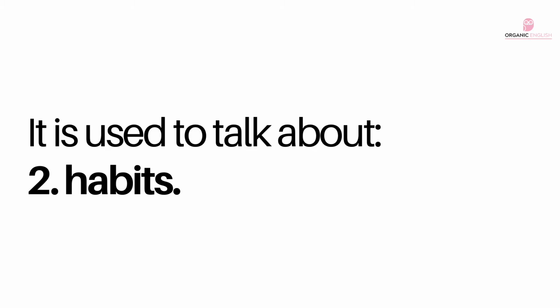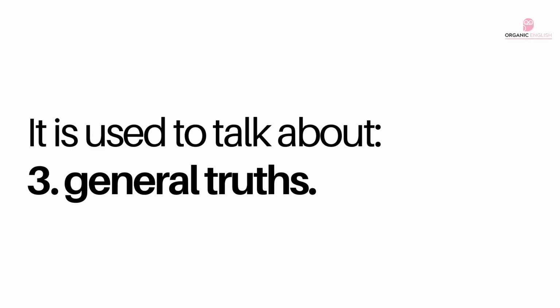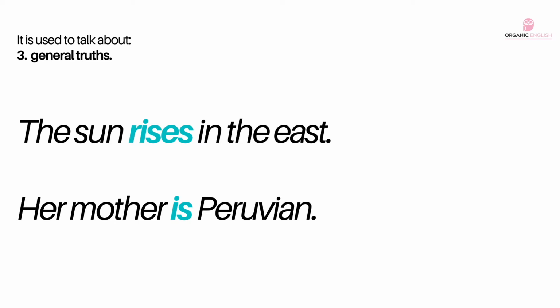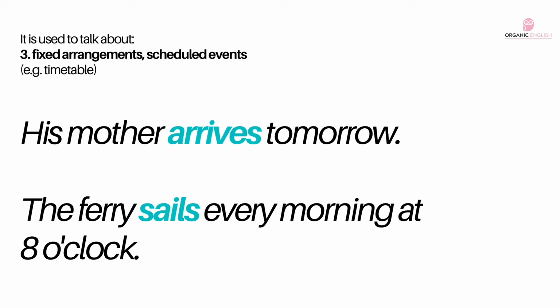We use the present simple also to talk about habits. Some examples are, he drinks tea at breakfast. She only eats fish. We can also use the present simple to talk about general truths, things that are generally known to be true. For example, the sun rises in the east. Her mother is Peruvian.